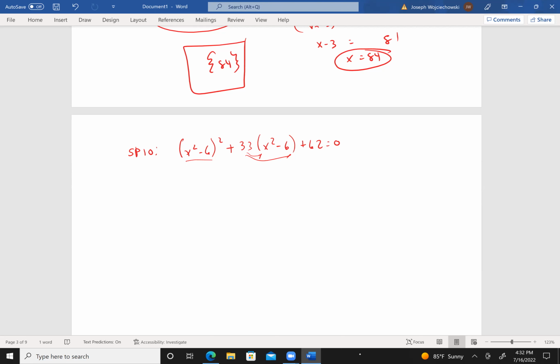So there's a neat thing about mathematics. A variable, in this case we're looking at x, we don't know what it is, but it can be anything for the time being. So why can't I just create a new variable? And we'll call it u. I'm going to let u equal x² − 6. I don't know what x² − 6 is, I don't know what u is, but I know it's equal to x² − 6. So what that does for me is this becomes u² + 33u + 62 = 0.